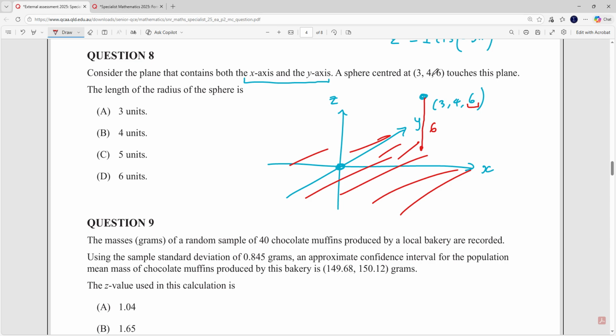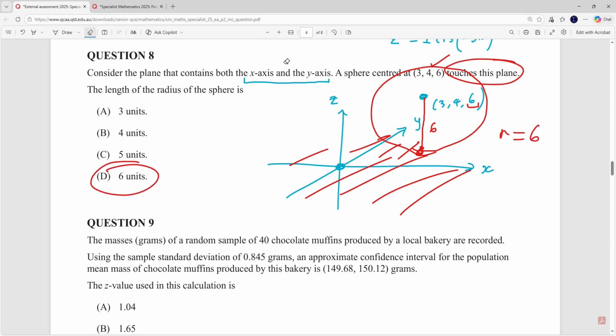A sphere is centered at this point, and it touches this plane. Notice they said it doesn't cut through. That means it just touches it, like this here, which means that's the edge of the sphere. So the distance from the center to the edge is 6, which means the radius is 6. Okay? So the correct answer here is D.